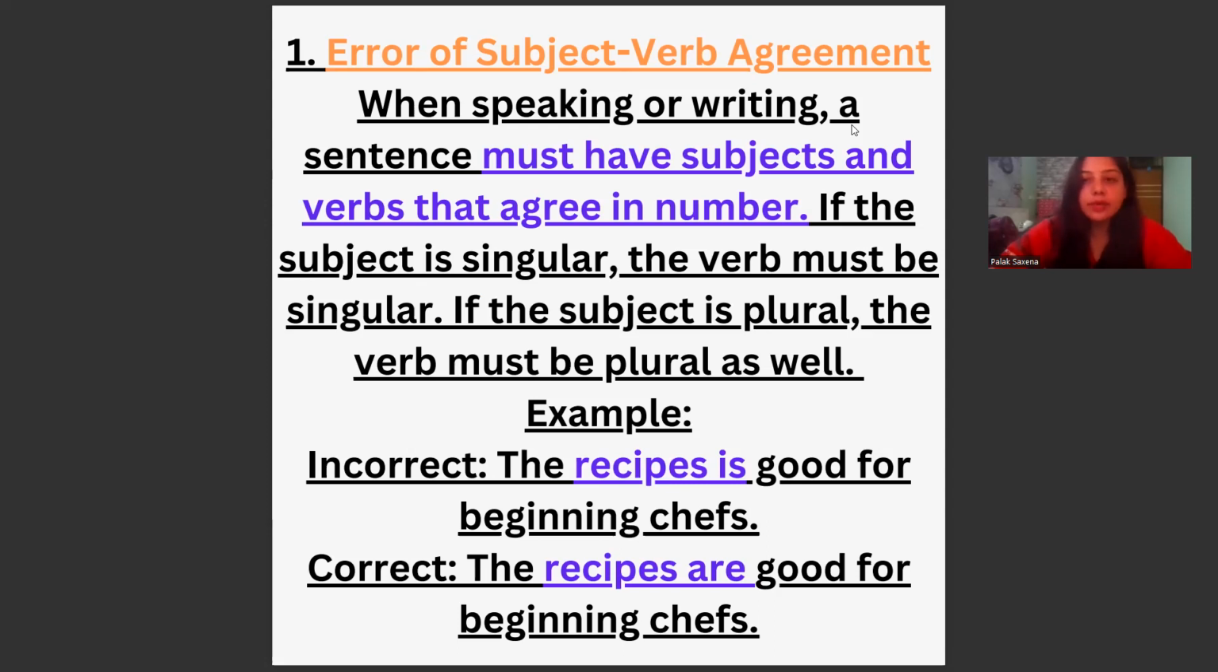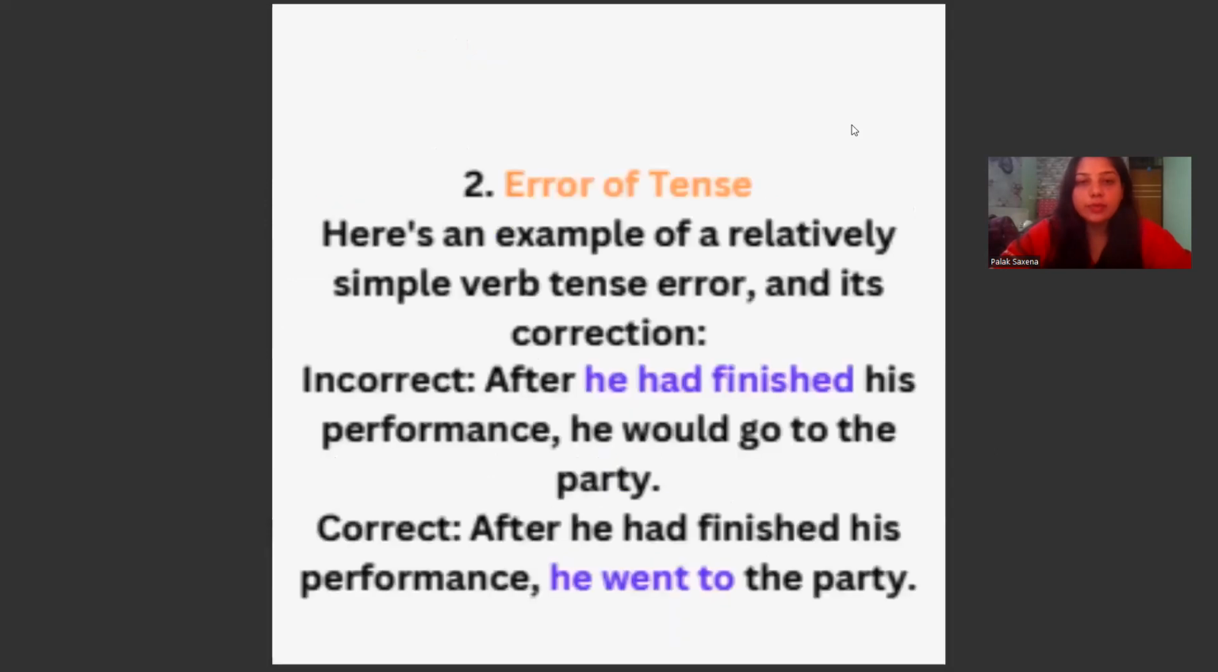Now this is an example of subject-verb agreement, where you have to make sure that the subject is in sync with the verb. If the subject is singular, then the verb is going to be singular. If the subject is plural, then the verb has to be plural.